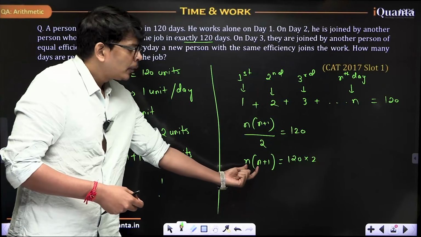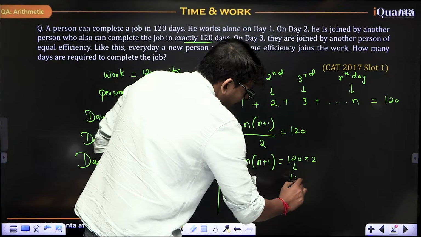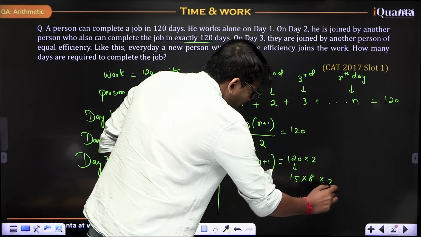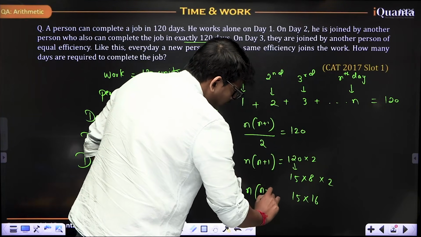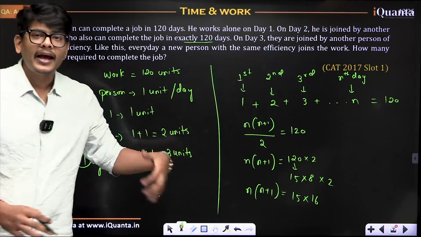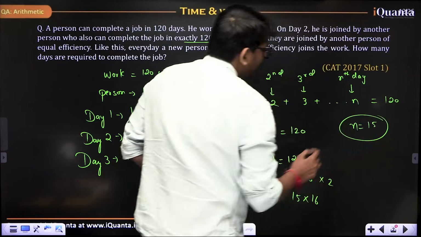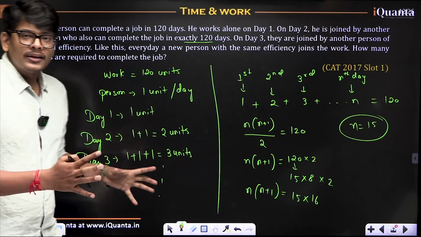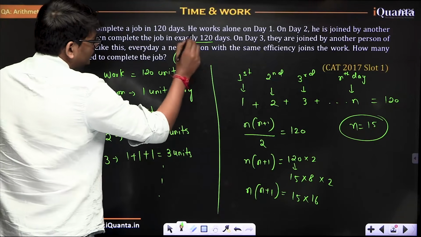If you see the product of two consecutive numbers, so if I break down 240 as 15 into 16, doing some smart work, I can say n will be 15. That means on the 15th day, this work gets completed. So total days required is 15. So the answer is 15. Next.